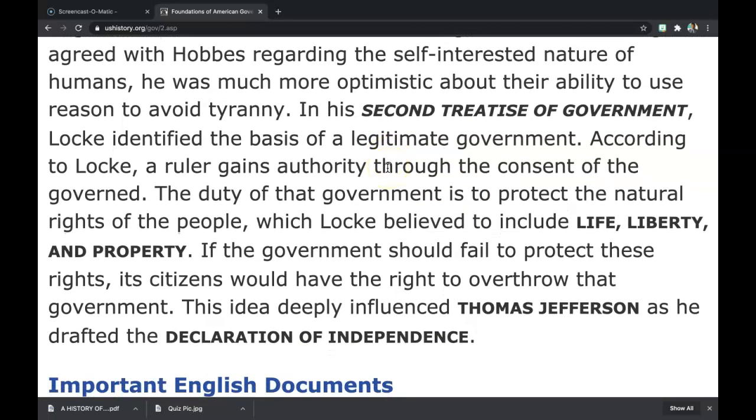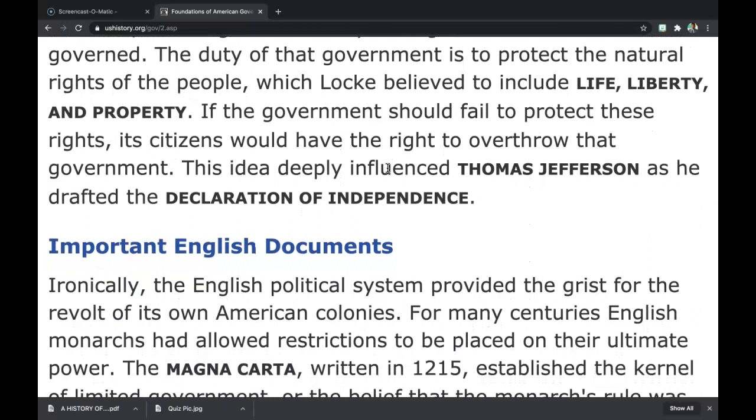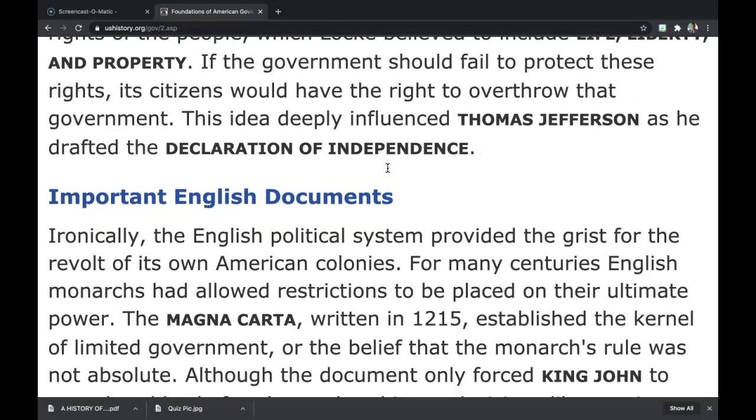In his Second Treatise of Government, Locke identified the basis of legitimate government. According to Locke, a ruler gains authority through the consent of the governed. The duty of government is to protect the natural rights of the people, which Locke believed to include life, liberty, and property. If the government should fail to protect these rights, it's the citizens who have the right to overthrow that government. This idea deeply influenced Thomas Jefferson as he drafted the Declaration of Independence.